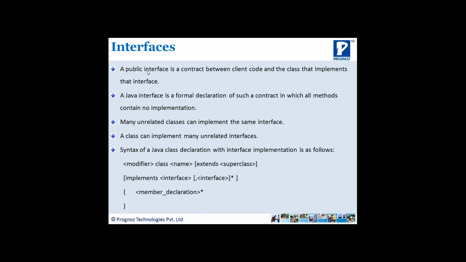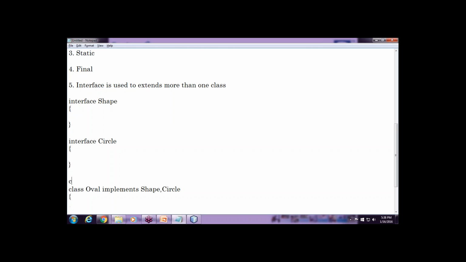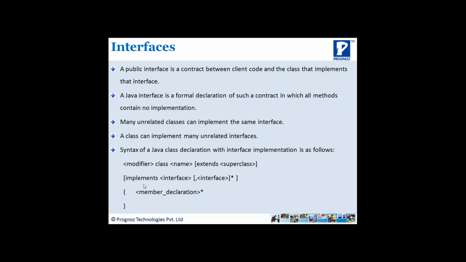Okay, so let's see. Public interface is a contract between client code and the class that implements that interface. Okay, now you can see interface name and extend superclass, implements more than one interface. So if you have a class also, let's see class ABC here. If you want one class to extend one class and implement two interfaces, extends must come first. So you write extends ABC and implements the interfaces, this way.